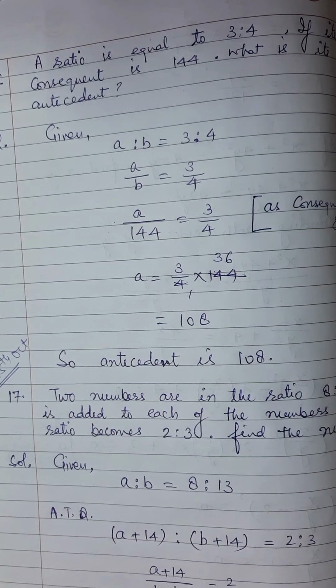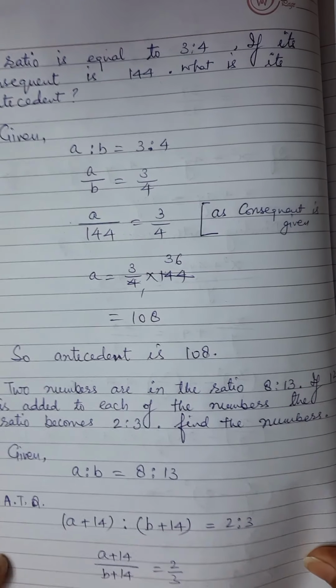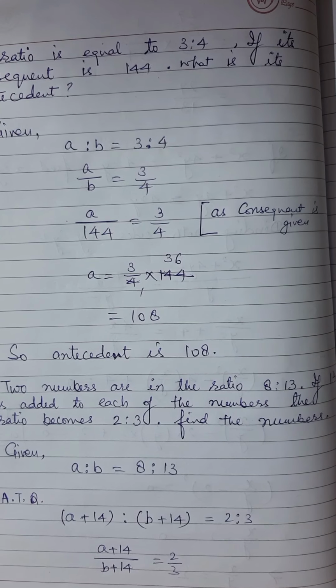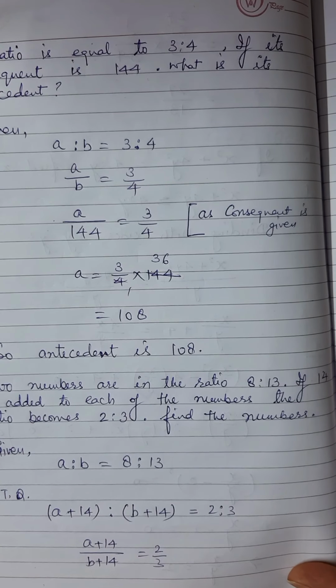Good evening, students. Today we are doing the 17th sum of the exercise. The 17th sum is: two numbers are in the ratio 8:13. If 14 is added to each of the numbers, the ratio becomes 2:3.